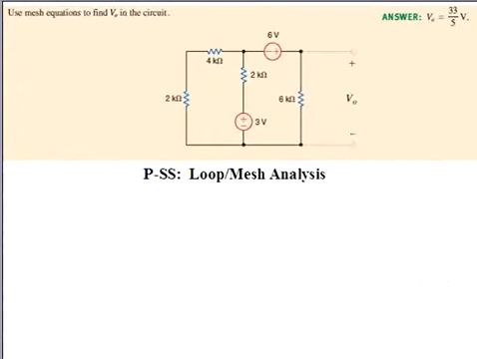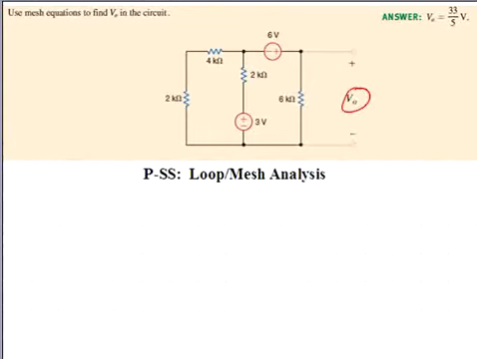This is Learning Assessment Problem 313. In this problem, we are to use the problem-solving strategy of loop and mesh analysis to determine the voltage V sub O in the circuit.